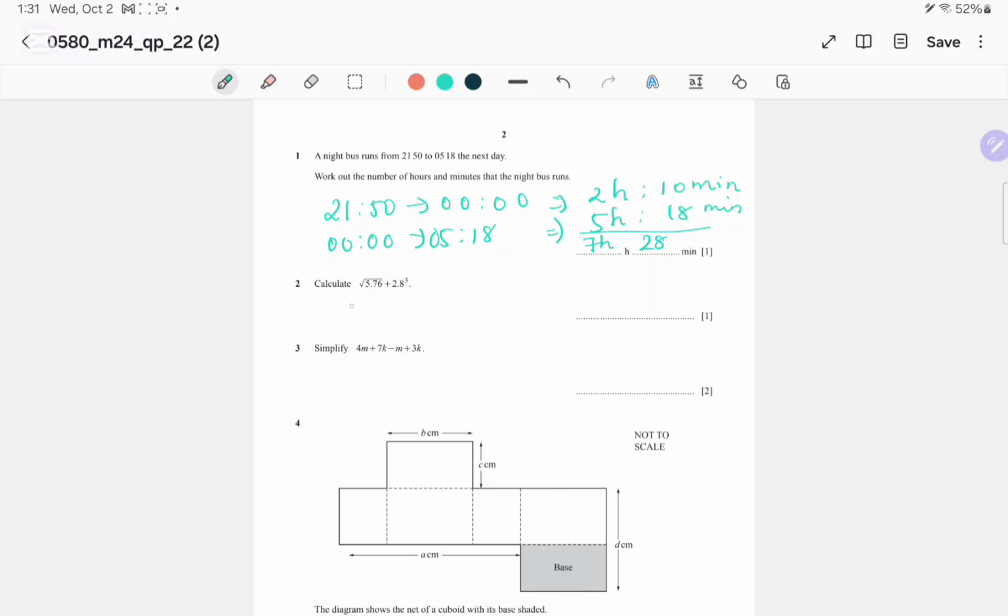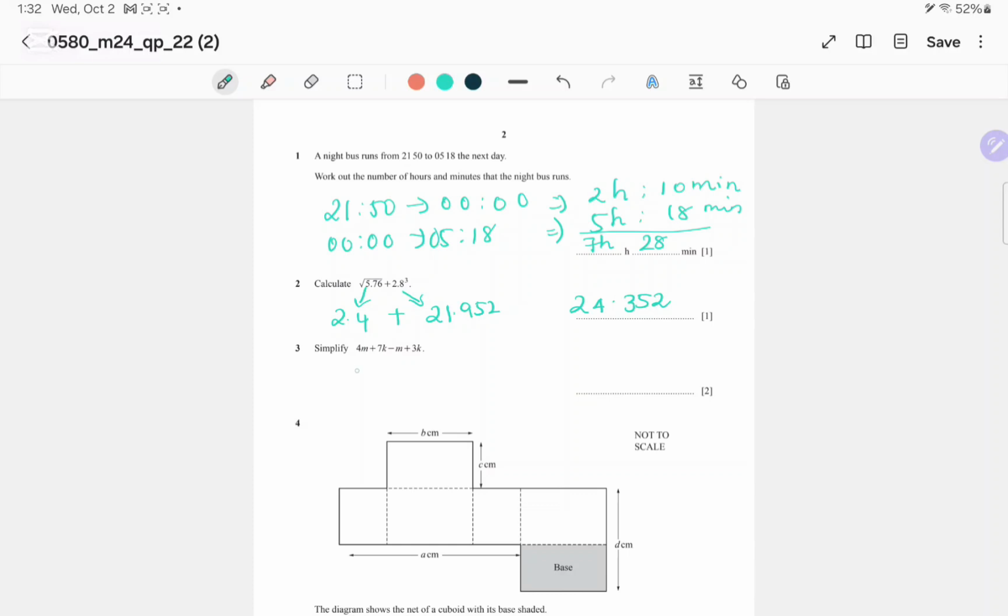Okay, calculate 5 root 5.76 plus 2.83 cube. So root of 5.76 is 2.4, and 2.8 cubed is 21.952. Adding together we will get 24.352. Can we go to the third question?